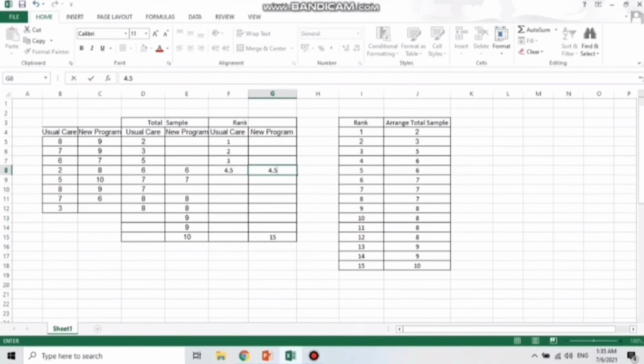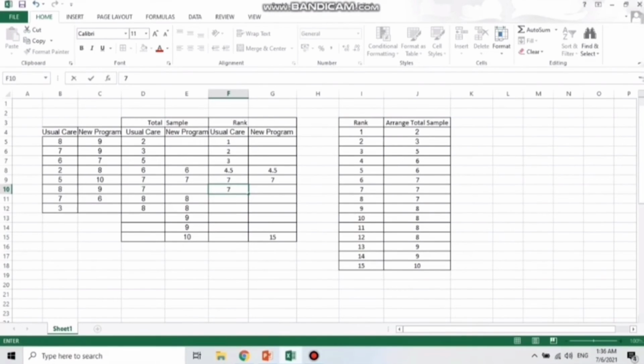Ranks 6, 7 and 8 are occupied by samples with the same score, which is 7, and we need to determine the actual rank for these samples. We need to sum ranks 6, 7 and 8 and divide it by 3. 6 plus 7 plus 8 equals 21, and divided by 3 we get 7. So the score 7 would be in rank 7.